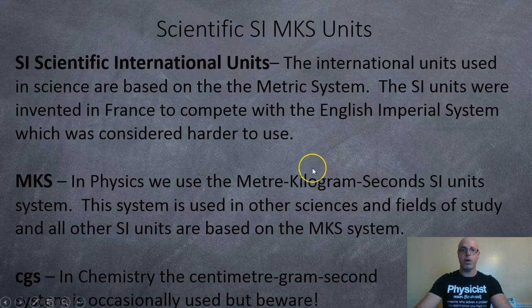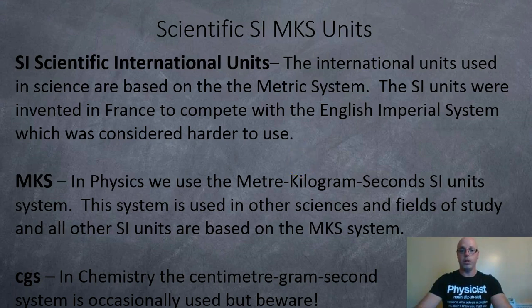Okay, so the scientific international units, or the international units used for science, are based on the metric system. The SI units were invented in France to compete with the English imperial system, which was considered harder to use, and they just wanted something that was easier to work with.